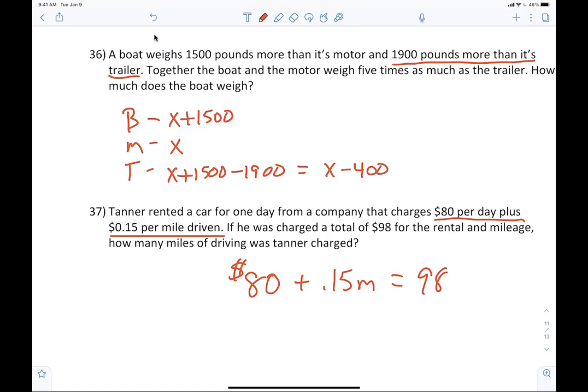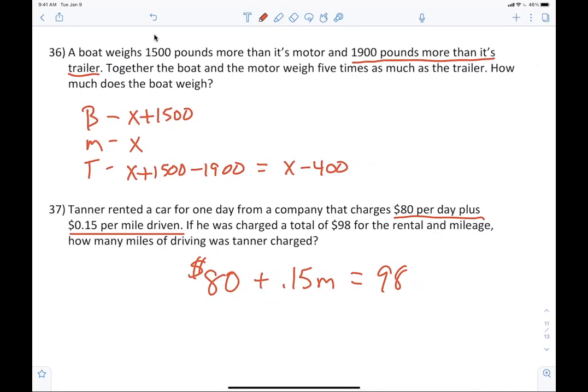Now, let's finish up. And so the equation, together, it's 1,500 plus 2x. Together. All right, but let's say 2x plus 1,500 equals 5 times x minus 400. Yes, and that's the right answer. Right, now work it out.